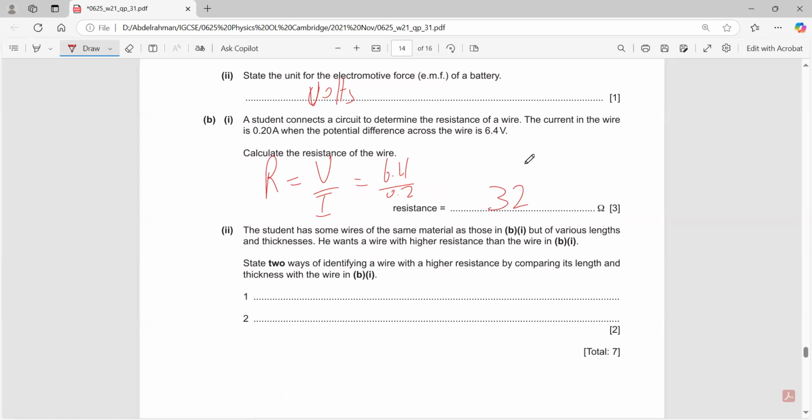The student has some wires in the same material, but of various lengths and thicknesses. He wants a wire with the higher resistance. He wants to increase the resistance. How can he increase the resistance? Two ways of identifying the wire with a high resistance: comparing its length and thickness.